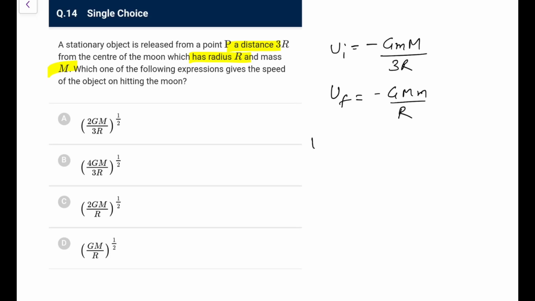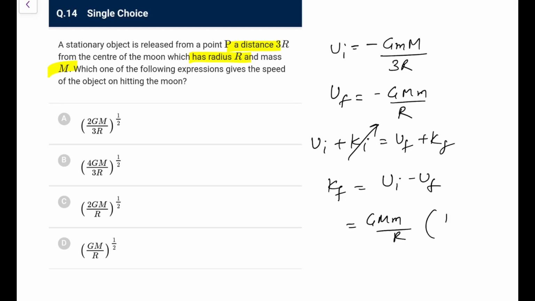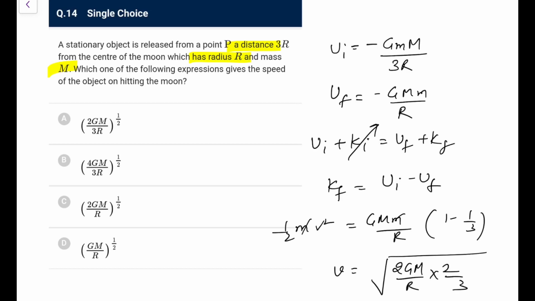So what I can make out is Ui plus Ki is equal to Uf plus Kf. Since no external force is acting, Ki is 0, so final kinetic energy would be Ui minus Uf. So it becomes GMm by r common, it becomes 1 minus 1 by 3. It is half mv square, so mv square by 2 equals that, and let's cancel m, cancel there only. So v comes out as root of 2GM by r times 2 by 3, so it is root of 4GM by 3r.